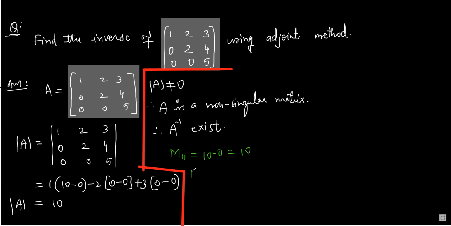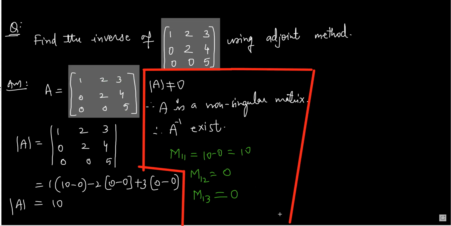Then M12. 0 minus 0, so M12 is 0. Then M13. 0 minus 0, that is 0. Then you have M21.